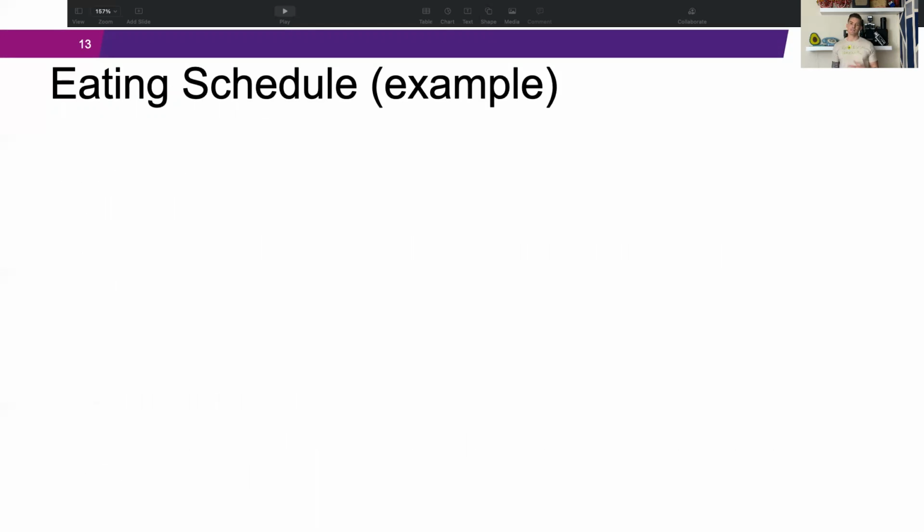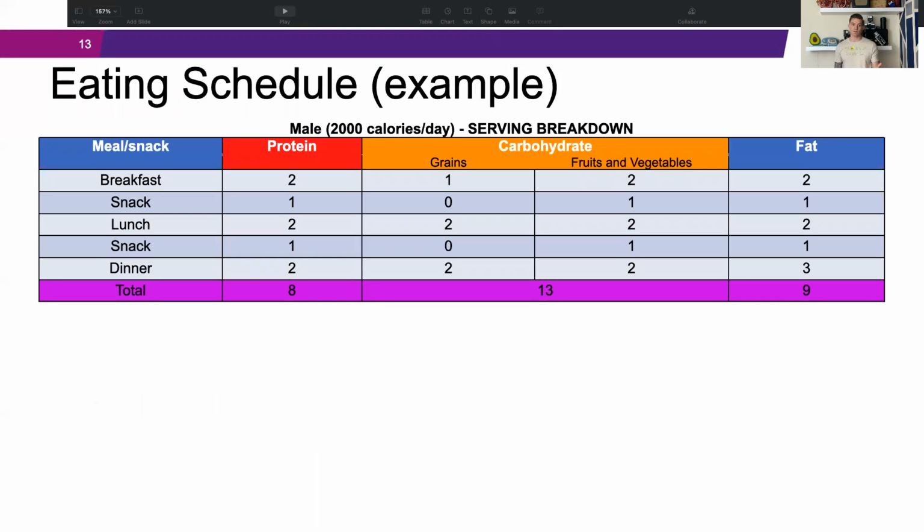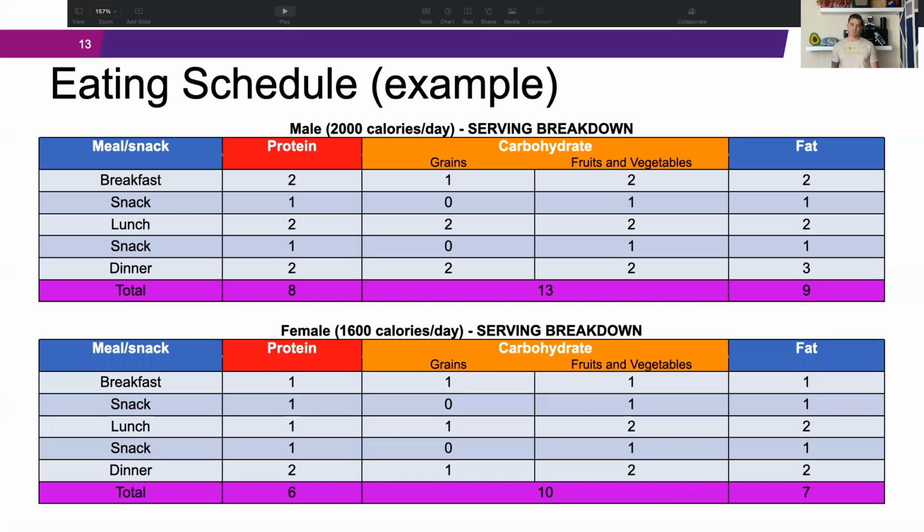Eating schedule then. Eating schedule example. So the one I've gone for is eating every 2 to 3 hours in the example. So there's your meals down the side. So breakfast, snack, lunch, dinner total. So for breakfast then you're looking at 2 servings of protein, 1 of grains, 2 of fruit and vegetables, and 2 of fat. Snack would be 1, 2, 1, 1, as you can see, and then following all the way along, giving you your total breakdown as per what I said in the last slide. 8, 13, 9. For a female, it would be about 6, 10, and 7. So again, broken down as is.